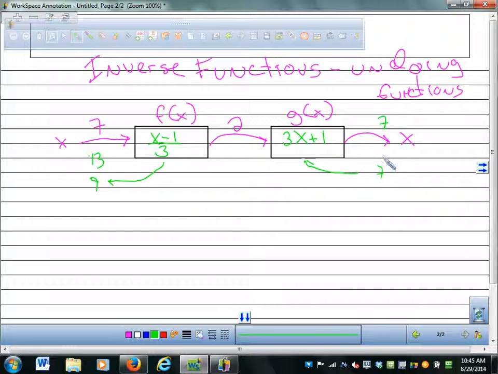Okay? And so this is called f of x. Sometimes they call this g of x, but they write this like this a lot. They write this as f inverse of x, like this. So this doesn't mean f raised to the negative 1 power. It means the inverse of f of x.